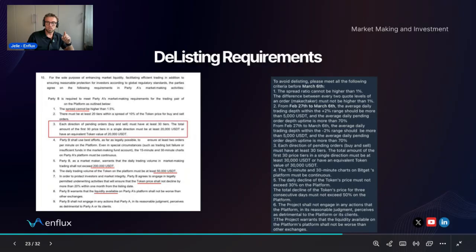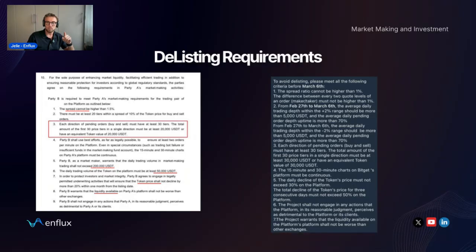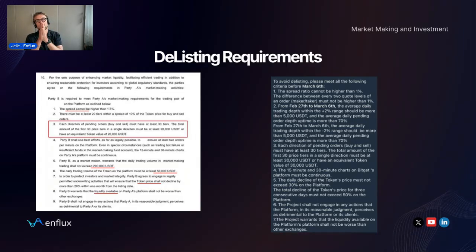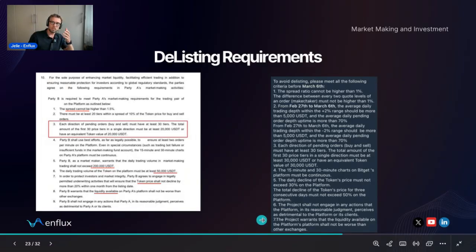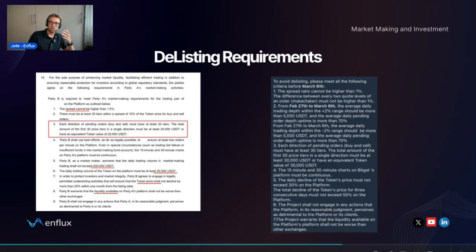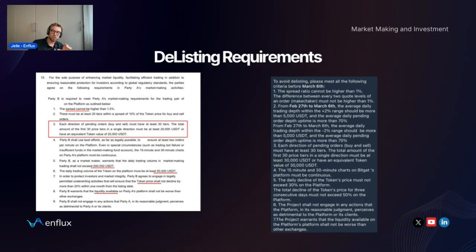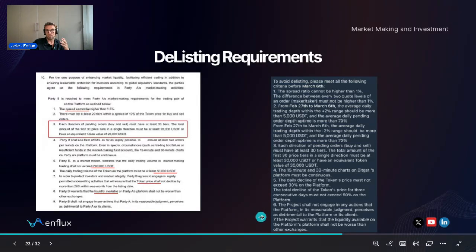The project warrants the liquidity available on the platform shall not be worse than on any other exchange. And this is what I mean with what exchanges want. They want that if someone comes and trades a token, they come to their exchange, in this case BitGet. BitGet wants to be the best exchange possible when it comes to liquidity. Of course, you cannot always warrant that and make sure that it's always the best listing, but at least they put in an agreement that they have the right to prevent you from dropping their liquidity.